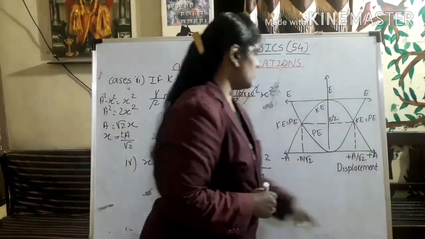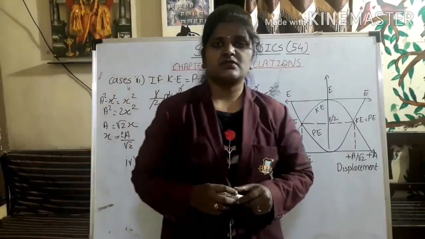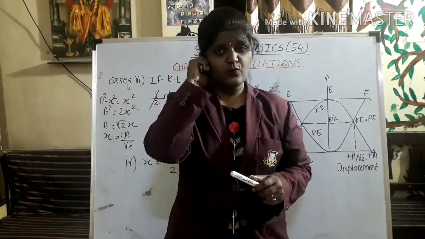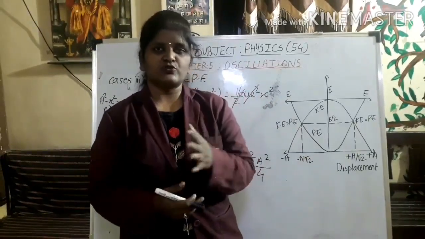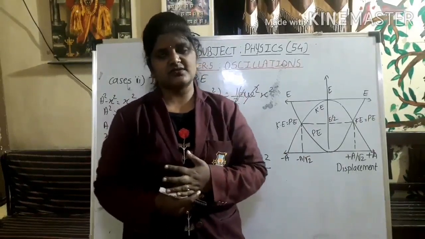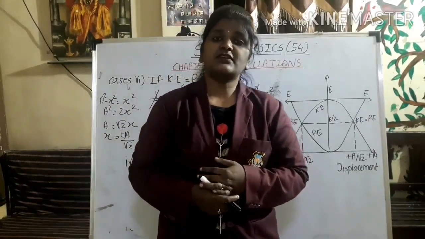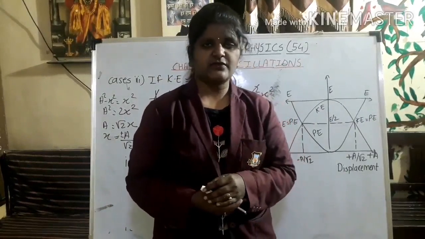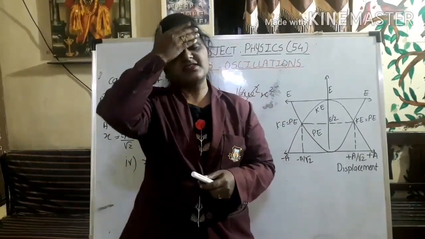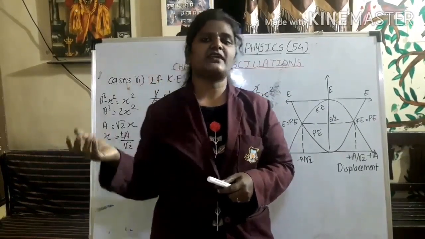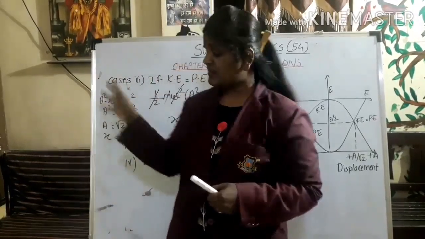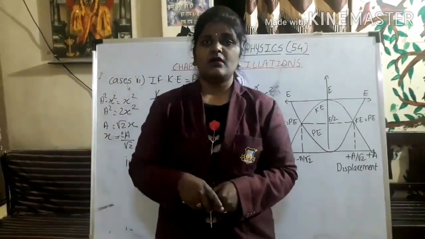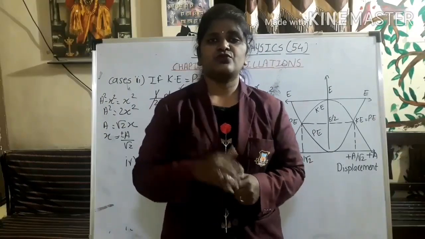Okay, so this is all about the energies. So in today's lecture what we have learned: we have completed the derivation of composition, which was R, that is resultant amplitude. Then the resultant phase we have derived, and we have applied cases to it, and after that we have found kinetic energy, potential energy, total energy and cases for the same. Okay, so this is all about today.